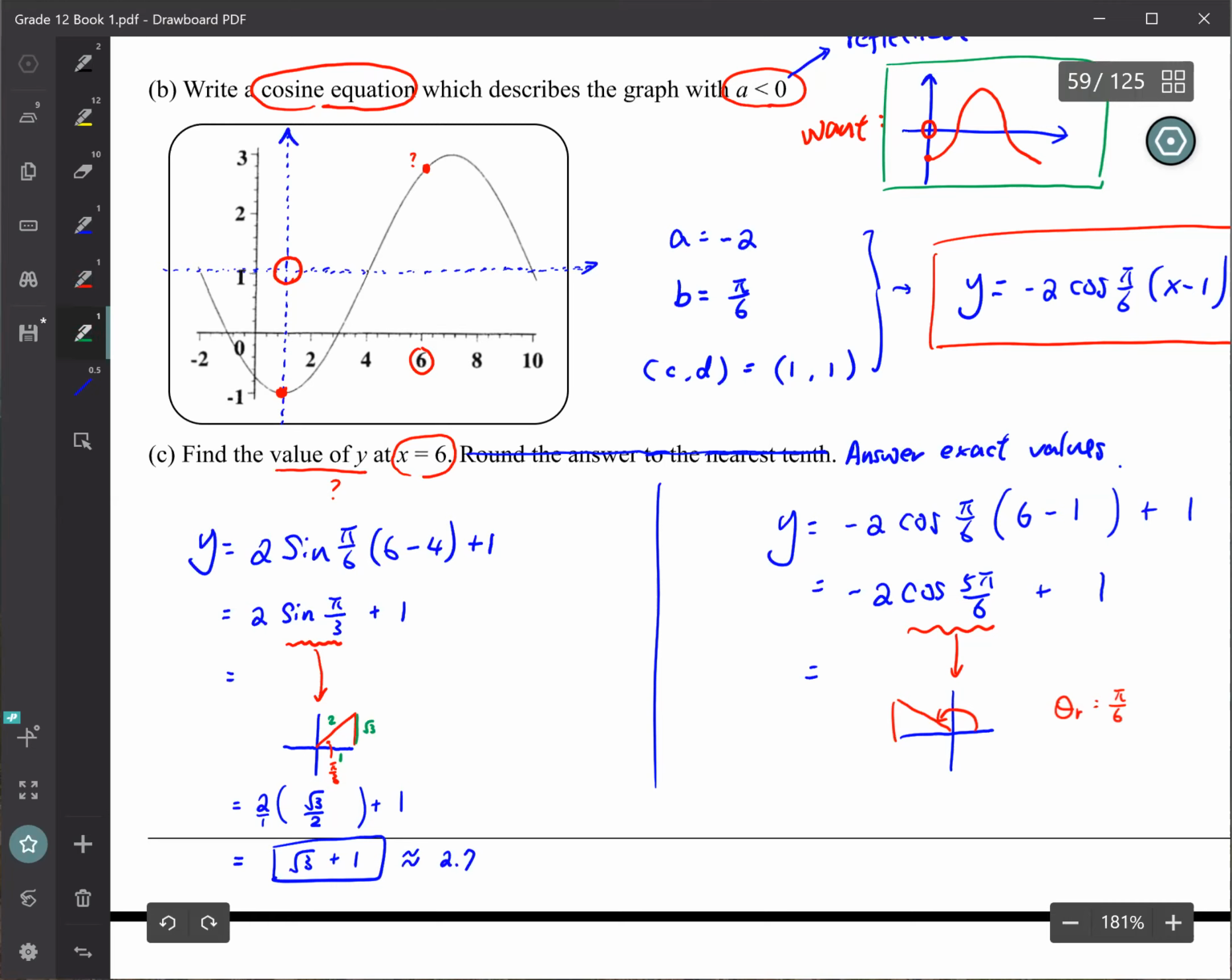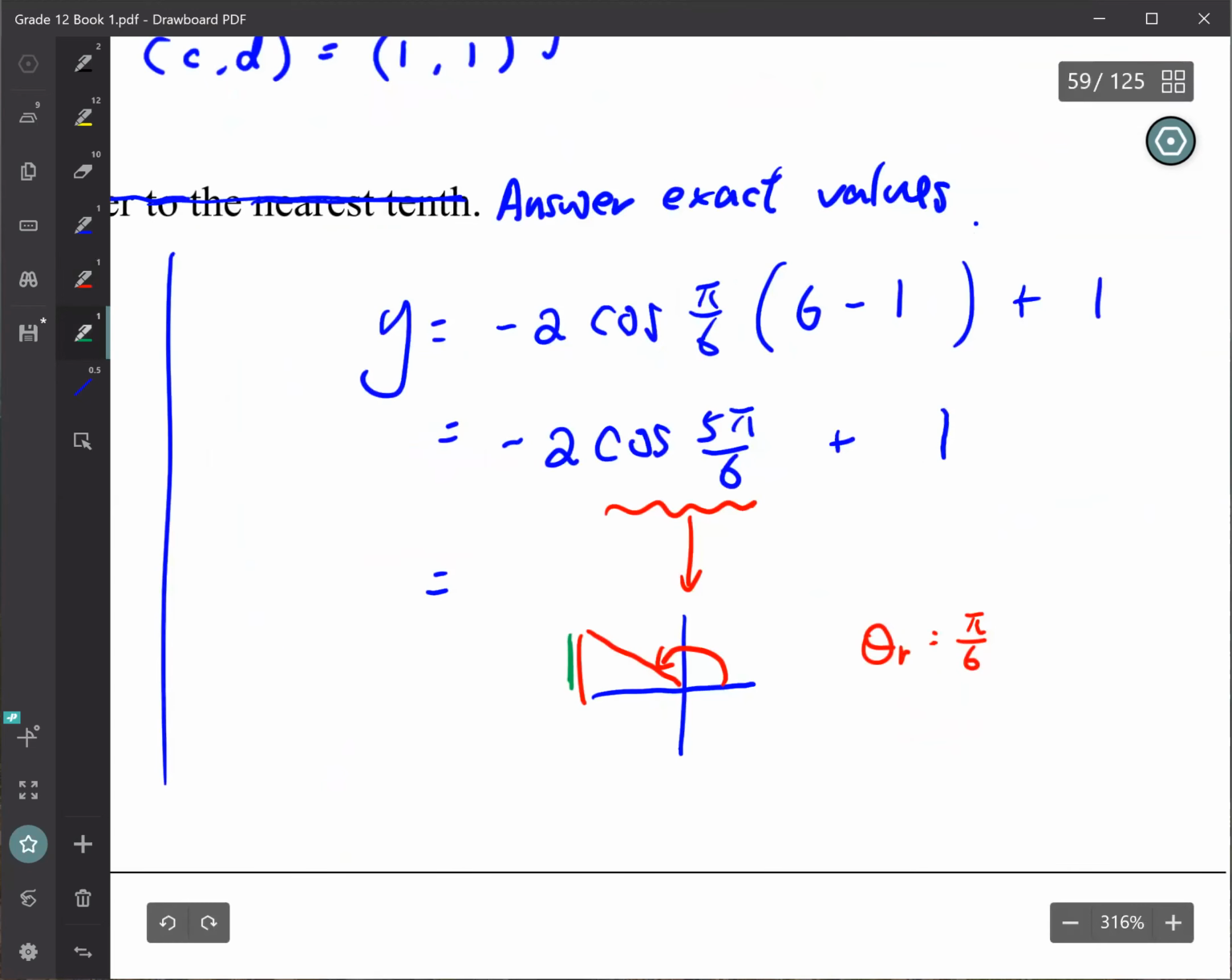So how big is the opposite side? The opposite side is 1. Okay, so that means this will be root 3, this one will be 2, right? So what's cosine then? Cosine is adjacent over hypotenuse. Yeah, so it will be negative root 3 over 2. Positive or negative? Negative, very good. And then it multiplied by negative 2, that makes the negative cancel out. So you still end up with the same thing, okay?